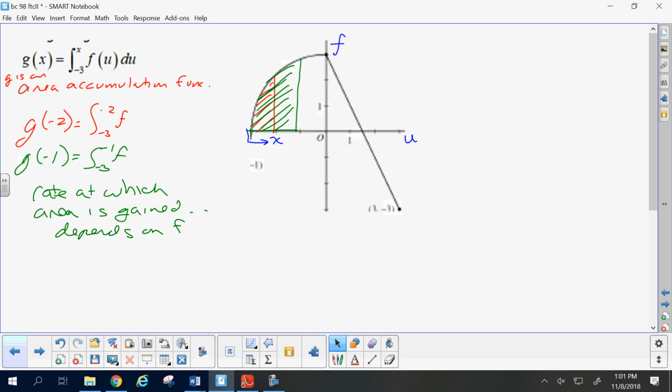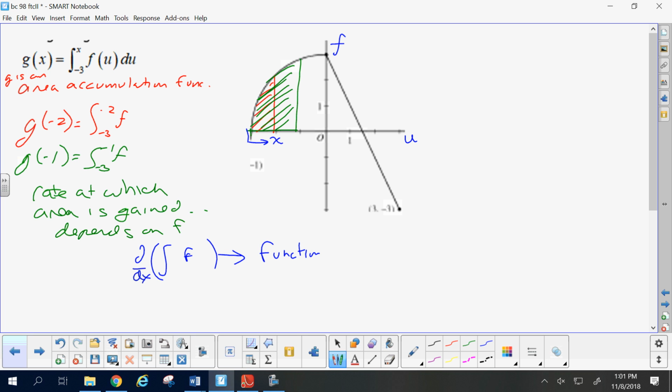Okay then. If the rate at which area is gained depends on f, then doesn't that mean that the rate of change in the area accumulation depends on the function f? So wouldn't it make sense that the derivative of that integral defined function is f? You follow?